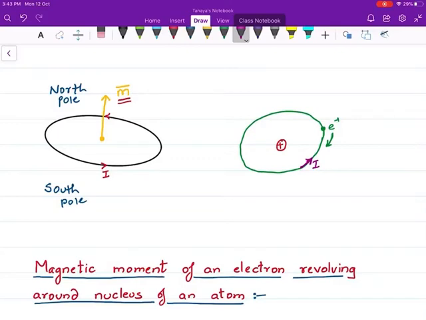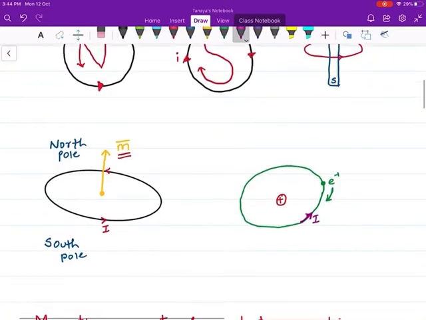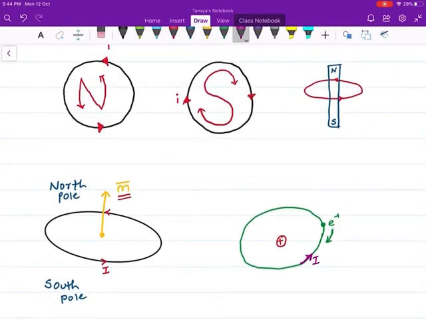So what is happening? Whenever there is any motion of charges, there is a current associated, right? And whenever there is a current flowing through a loop, we know that it is going to act as a magnet. See, this current carrying loop is acting as a bar magnet.